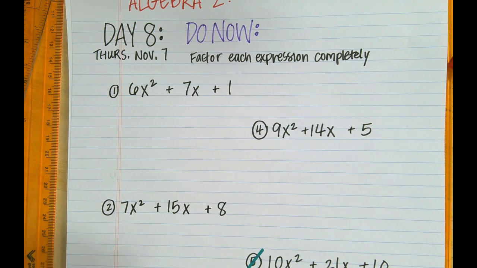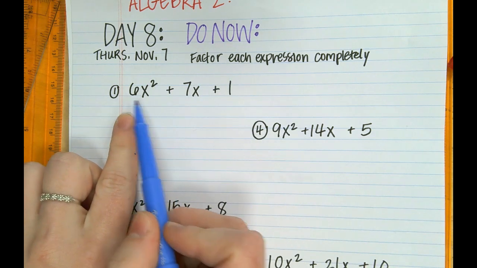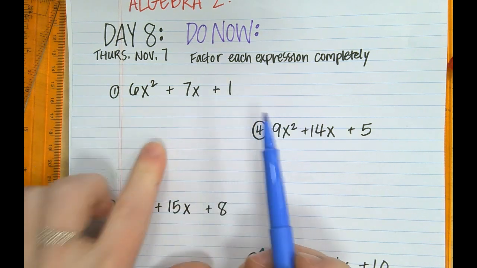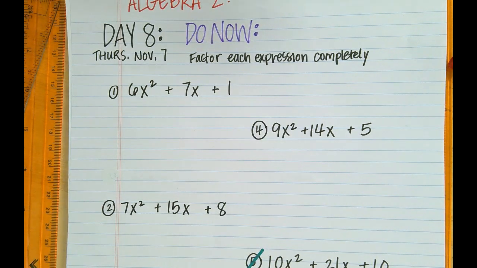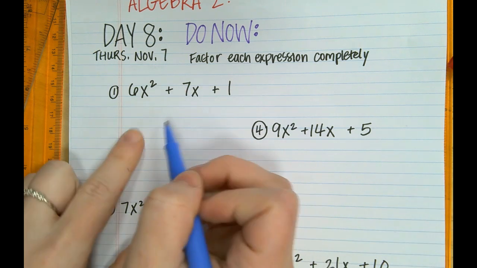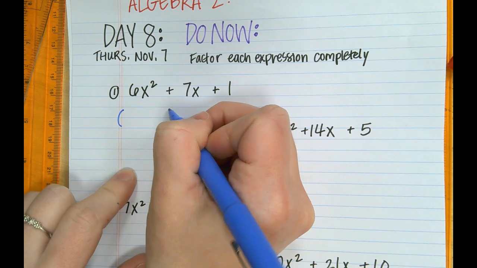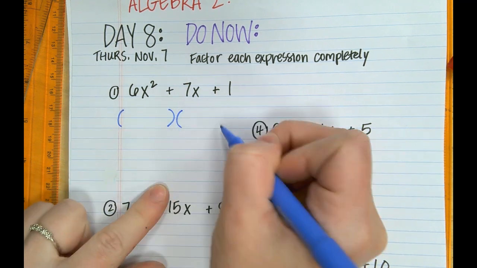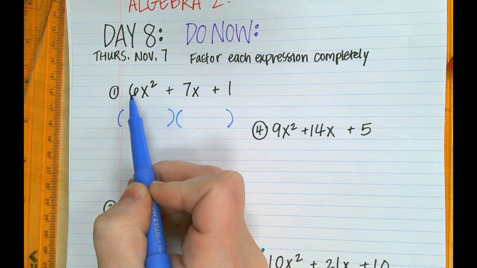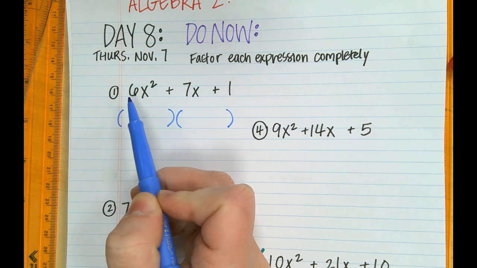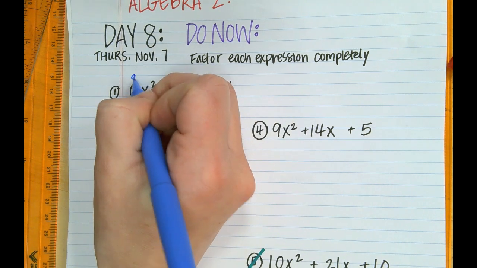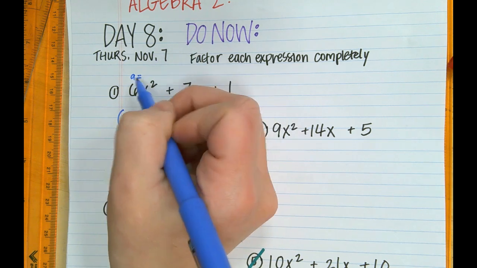Whenever I want to factor a quadratic expression like this, what is the first thing I want to think about or look at? Yeah, you could start by writing some parentheses down here. That's a good first step. I'm not going to put anything in them just yet because I see that my A is not 1, so I don't know what my first term is going to be just yet.